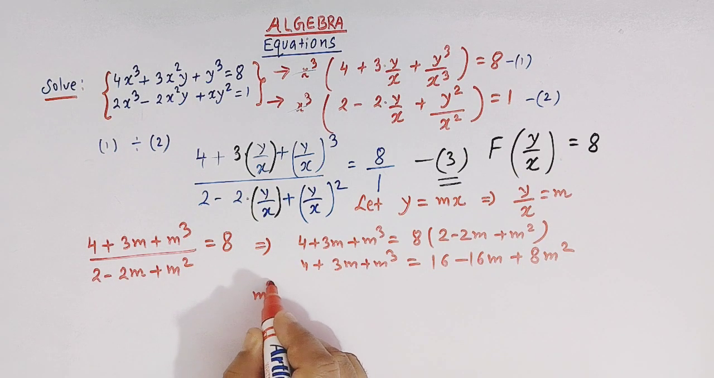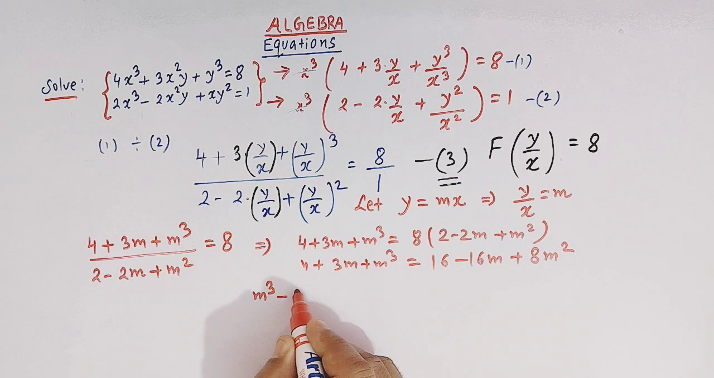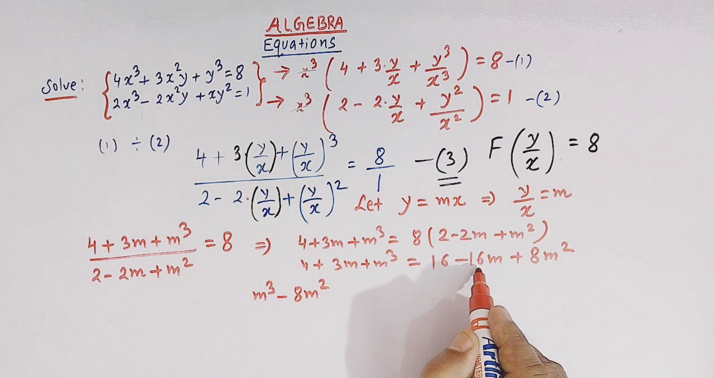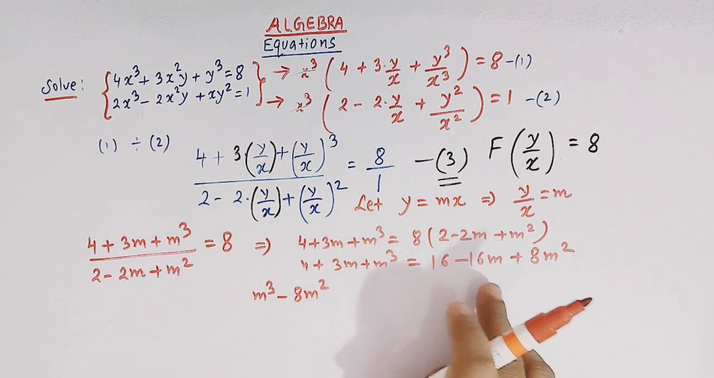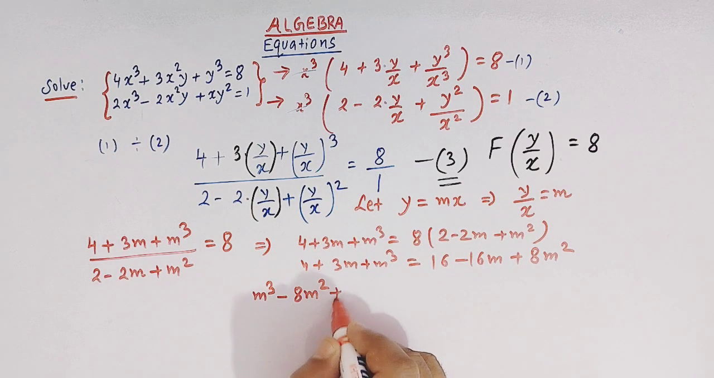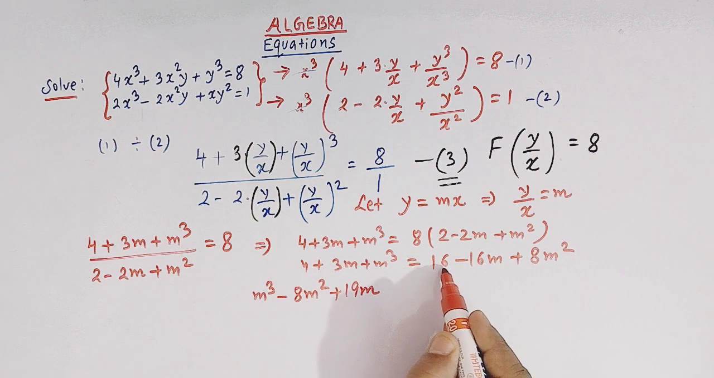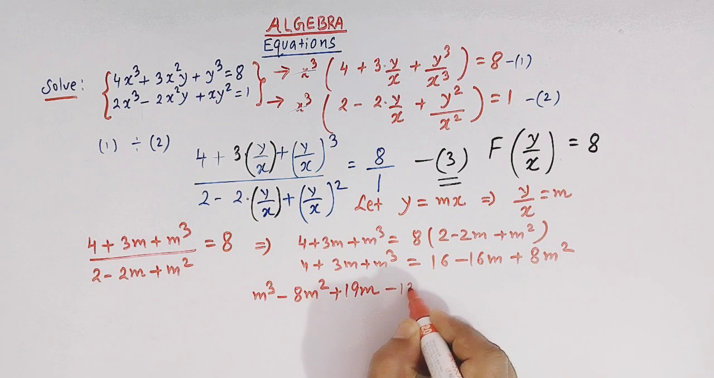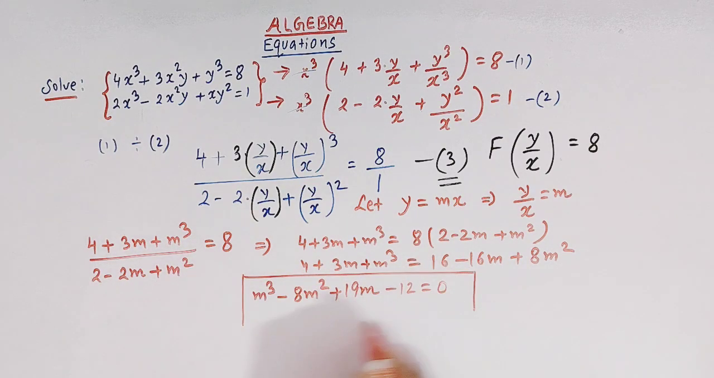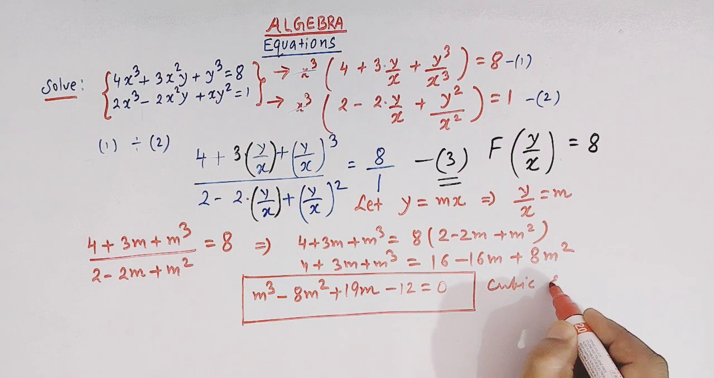So we have m cube. Now here we have 8m square, so we can take it here. So we have minus 8m square, and here we have minus 16m. So when we take this 16m to this side, we have plus 3m. So this is 19m. And here we have 4 minus 16, that is minus 12, right? So now we have obtained a cubic equation in m, right?